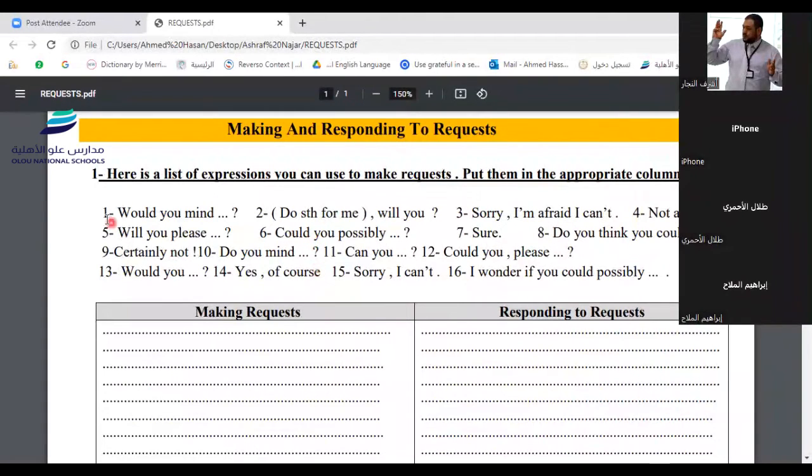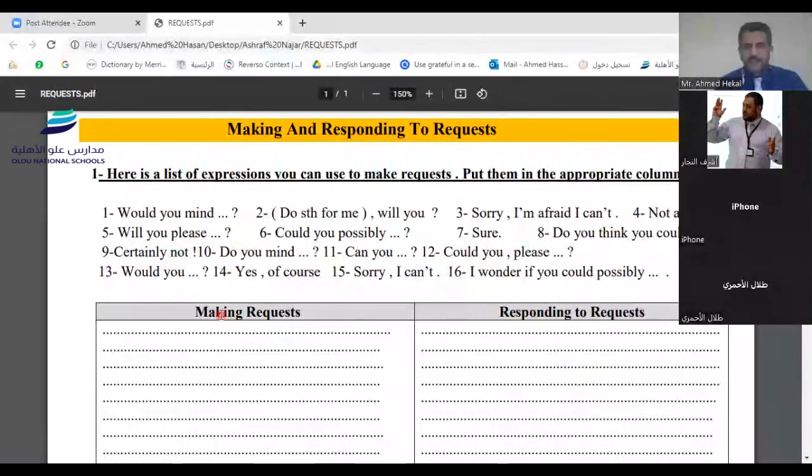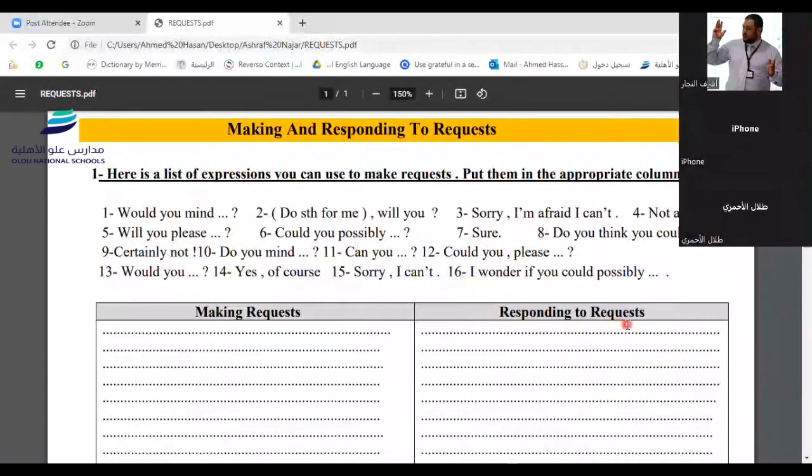You have to use these expressions and divide them whether they are making requests or responding to requests. Making requests means a question. You ask someone to do something for you. And responding to requests means whether you agree or disagree. You get it? Let's take number 1.